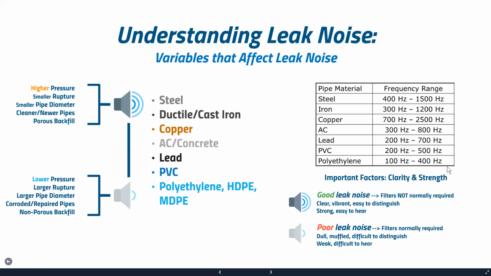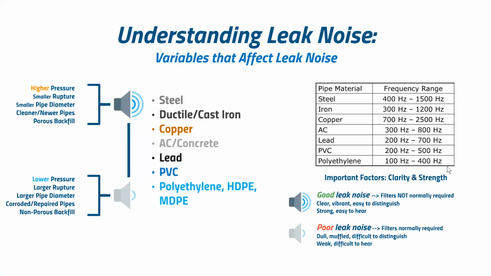And as you can see, on the chart on the right-hand side, we can have a general idea of the type of sound that is being created based upon the material of the pipe. The frequency of sound is measured in hertz, and each material of pipe transmits sound in a particular, almost predictable hertz range. So you can see the frequency ranges of the various materials of pipe. We can use these hertz ranges to fine-tune our filtering to listen to leaks on a variety of materials, including lead, PVC, and polyethylene pipe.